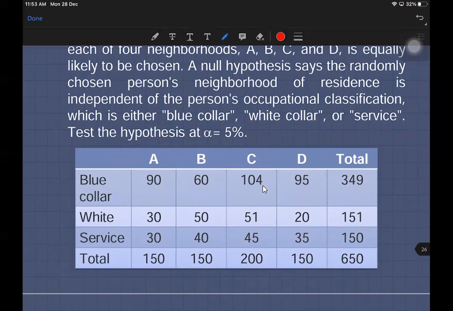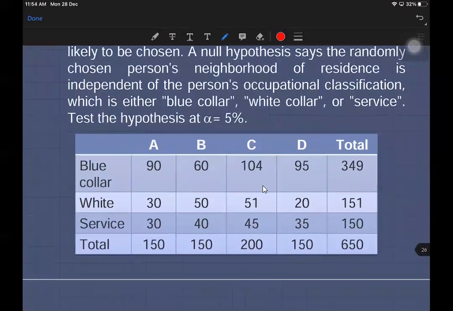Step number 1, state the null hypothesis and the alternative. Step number 2, calculate the chi-square test statistic value. Before you calculate, you need to calculate your expected frequency. After that, you insert all and do your calculation for your chi-square test statistic value. Then step number 3 is to identify the alpha, which here is 0.05.